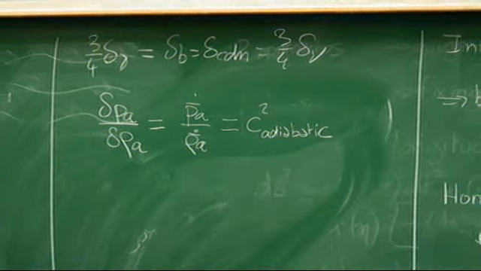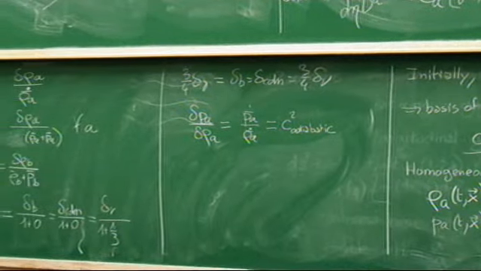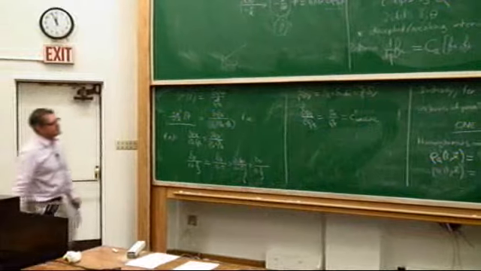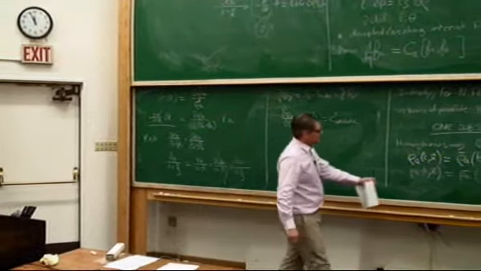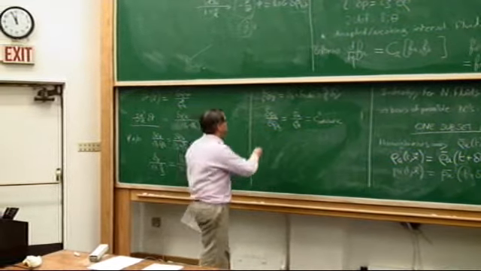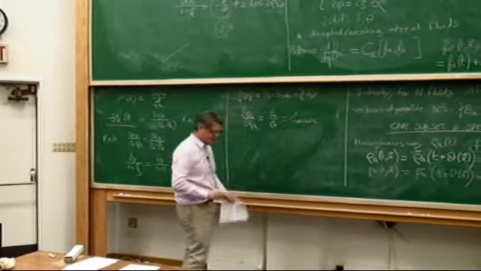I'm still working in the limit where k over aH is very small, by the way, since I'm considering a diagonal delta T mu nu. So this initial condition should be thought of when I'm very far outside the Hubble radius. Then in this limit, each of my fluids must have an adiabatic sound speed.